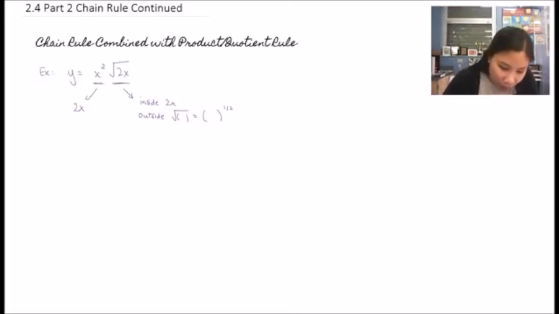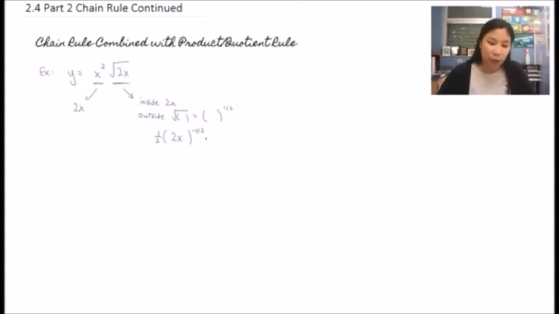Okay, so now applying the chain rule, I need to find the derivative of the outside, leaving the inside the same. So that would be the 1/2 times the stuff in the parentheses, and then subtract the exponent by 1, so I get negative 1/2. And the stuff inside the parentheses stays the same, which was the 2x. Then multiply with the derivative of the inside. The inside was 2x, so the derivative is just going to be 2.